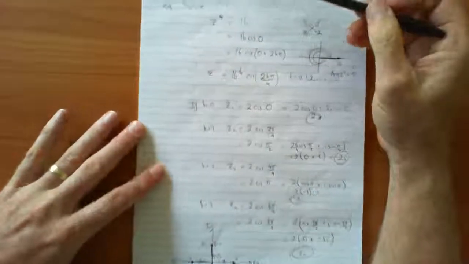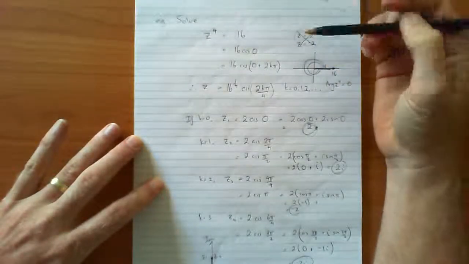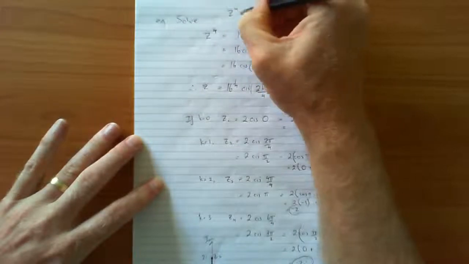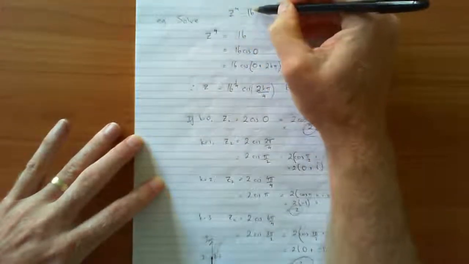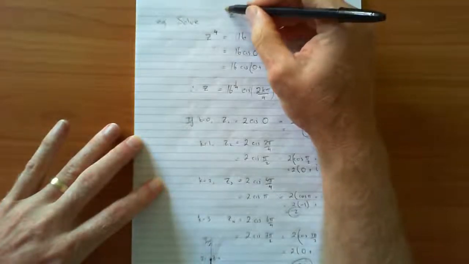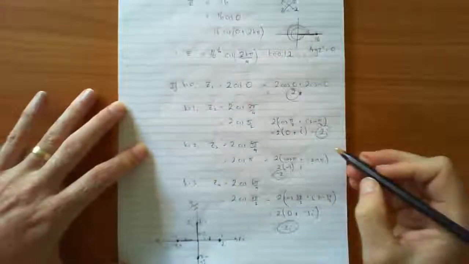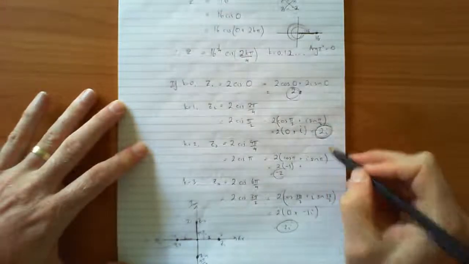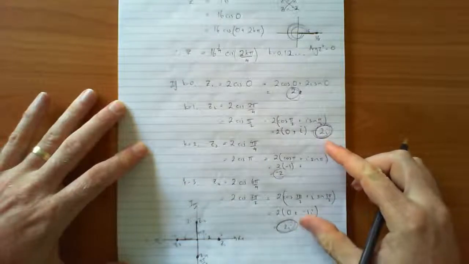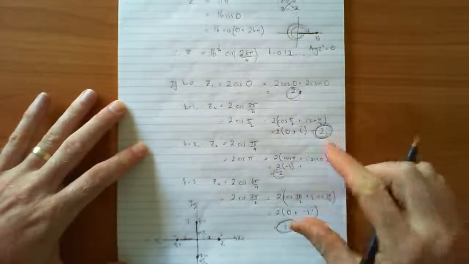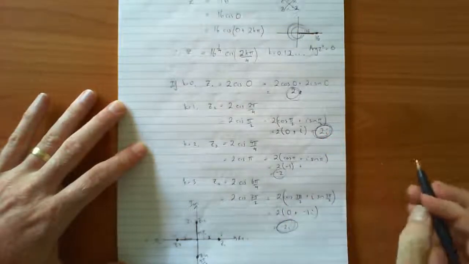Notice here this is really a complex polynomial, a very simple one: Z to the 4 minus 16 equals 0. It has real coefficients, so the complex roots, the 2i and the minus 2i, notice they're conjugates. The imaginary part swaps signs, so this is 2i, this is negative 2i, so they're conjugates.